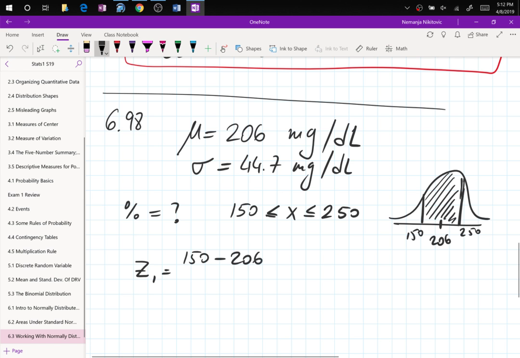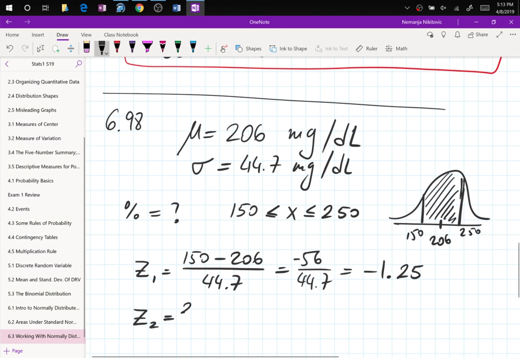150 minus 206 divided by 44.7. So that's negative 56 divided by 44.7. That gives us negative 1.25. Remember, z-score, 2 decimal places.